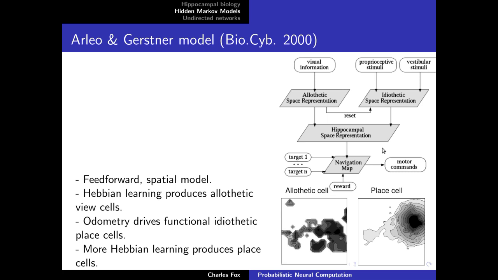So this is fusing the odometry information in with the visual information. And they go on to use it to do action selection and navigate around an arena. All of this is just done with ordinary Hebbian learning. So it's neat. You can create these place cells just with Hebbian learning.